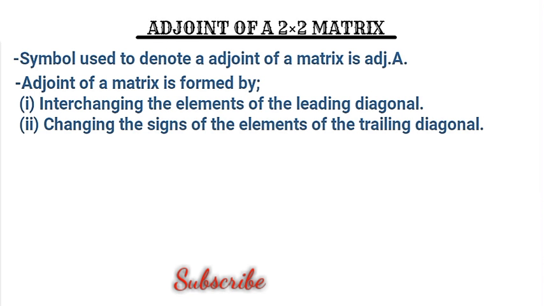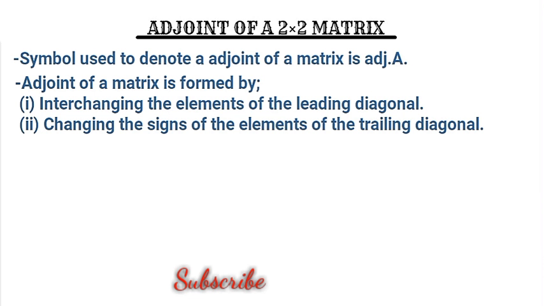Number two, interchanging the signs of the elements of the trailing diagonal. In this case, we're talking about changing the signs, not the elements, but the signs of the trailing diagonal. These are the two things you do when you are forming an adjoint matrix of a certain matrix.